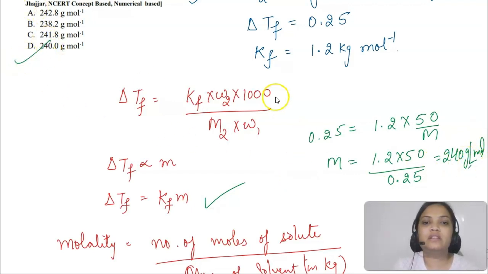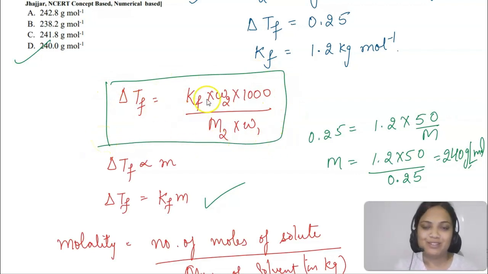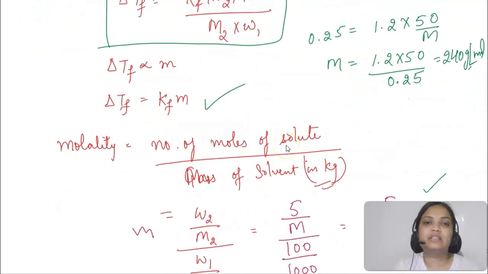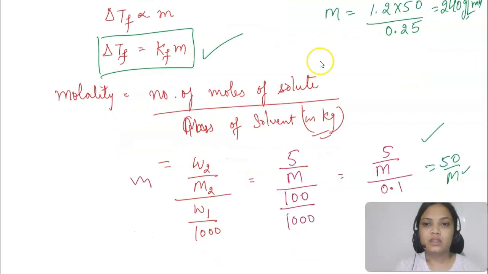See, you can solve in this way also. If you remember the formula, directly put the values here. It's very easy to solve. Else you can first find out the molality like I have done in this case, and then put the value in this formula, that is delta TF is equal to KF into M. Alright students, so let us move ahead with the next question.